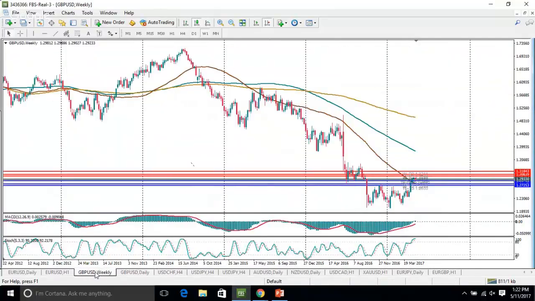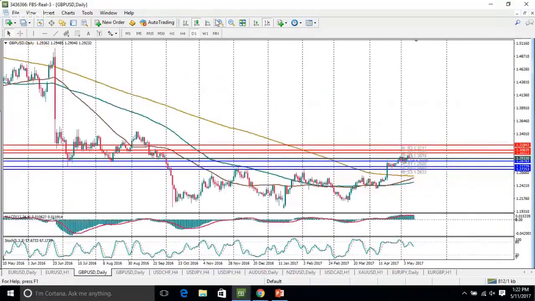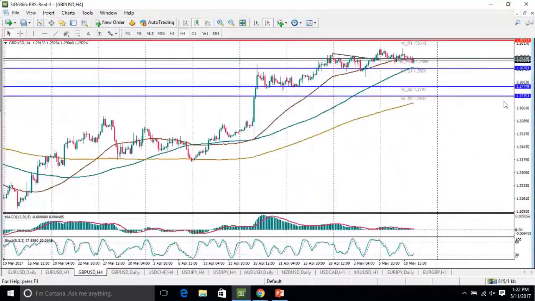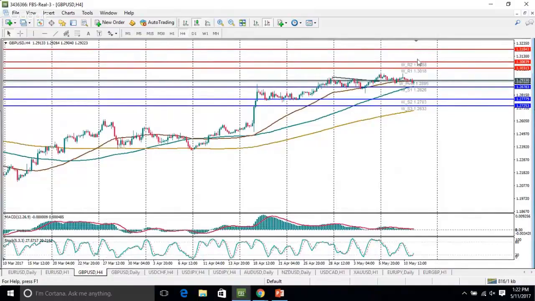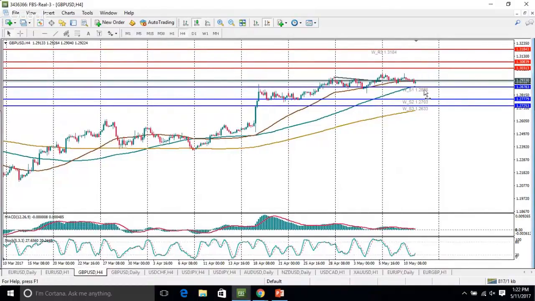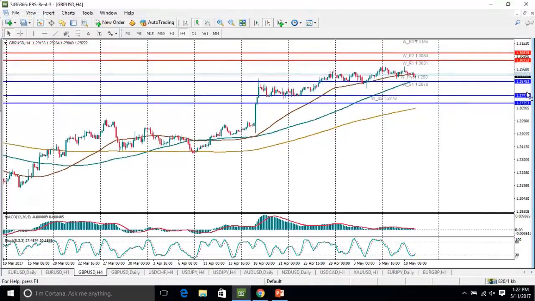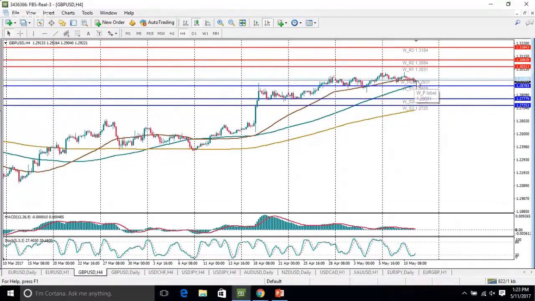So let's also have a look at the weekly pivot indicator. Here it is, just renewing its levels. And I remind you that the blue line here is the pivot line. So as long as the British pound is trading below this line, the weekly bias is to the downside. Above this line, the weekly bias is to the upside. Here we can see that the pair is consolidating around this pivot line located at 1.2930.